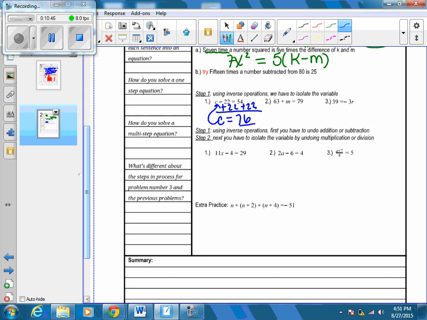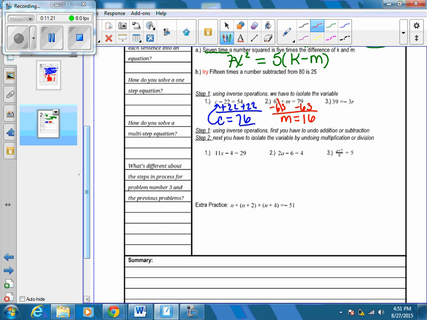Okay, let's take a look at number 2. I have 63 plus m is equal to 79. So in this one, 63 is being added to m, and I want to get m by itself. So in order to get m by itself, I will subtract 63 from both sides. Okay? So m is going to be equal to 16. 79 minus 63 is equal to 16.